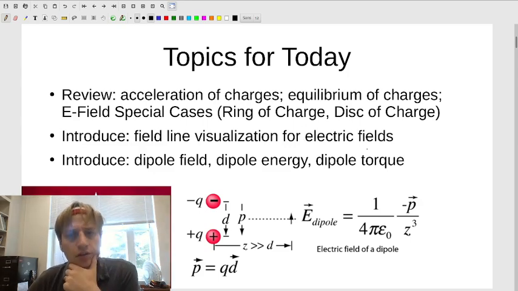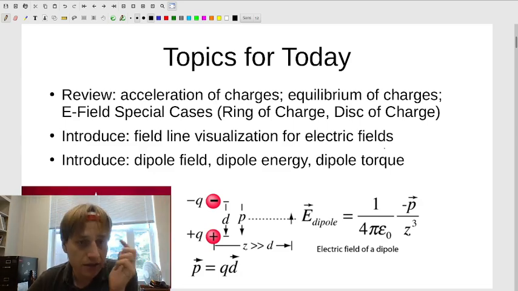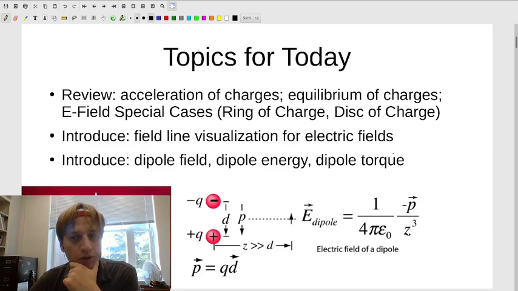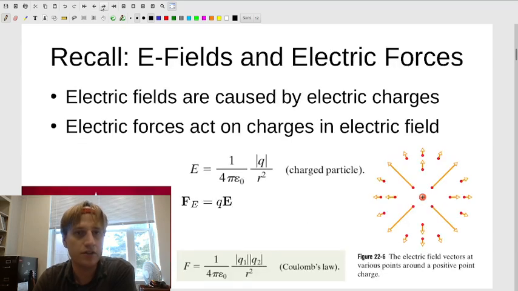We're going to introduce a very old way of thinking about visualizing electric fields, that being the field lines. In fact, this dates back all the way to Michael Faraday himself, the English book binder turned chemist, who is now seen as one of the forefathers of field theory. And then we're going to introduce the dipole field, the dipole energy, and the dipole torque. So we're going to talk about all of this stuff.